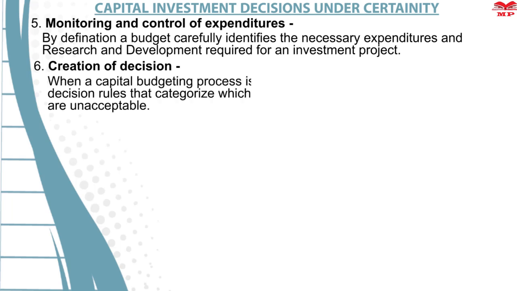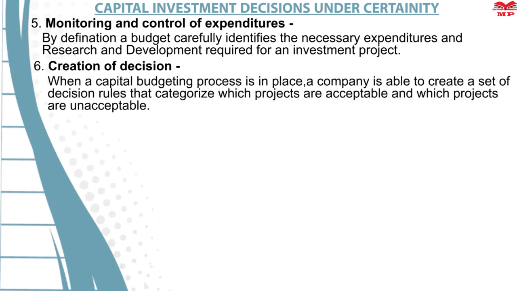Then lastly is the creation of decisions. When a capital budgeting process is in place, a company is able to create a set of decision rules that categorize which projects are accepted and which projects are unacceptable. The result is a more efficiently run business that is better equipped to quickly ascertain whether or not to proceed further with a project or shut it down early enough in the process, thereby saving a company both money and time.